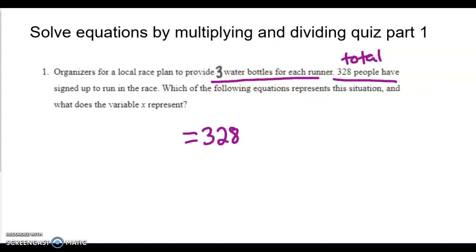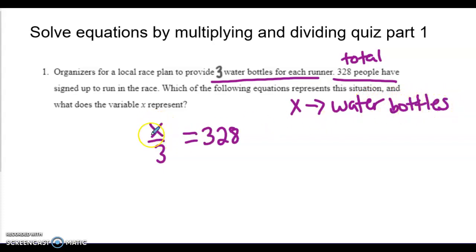So what I'm going to do is take x divided by 3. And what I'm doing here, I'm just going to let x represent how many water bottles I need. Because in this case, I know I have a total amount of runners and I know I need 3 water bottles per runner, but I don't know how many total water bottles that is. So my variable x is going to represent how many water bottles I need to buy.